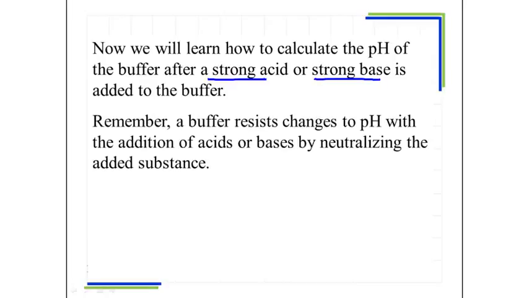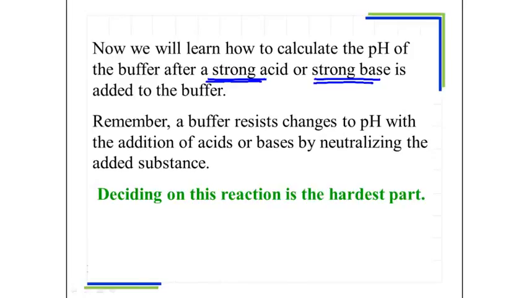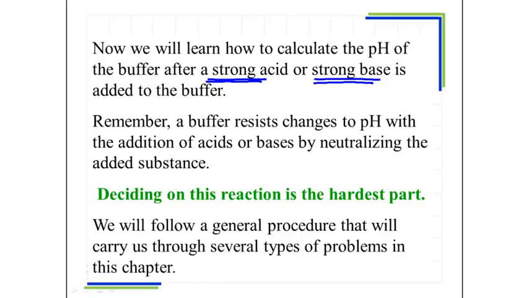We remember that a buffer resists change to pH by neutralizing that strong acid or that strong base in solution. So we have to write that reaction, and that's the hardest part about doing these calculations. As we go through and do problems for this, students doing them for the first time generally can do all the calculations, but they struggle with the very beginning. How do I write the reaction? So really focus on this portion of the lesson.